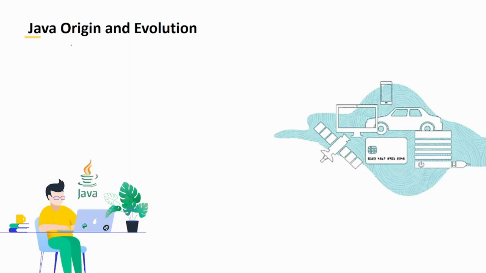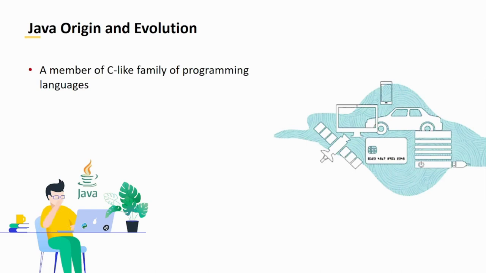So if you talk about the Java origin and evolution, Java was developed by Sun Microsystems, which is now taken over by Oracle. It was made as a general purpose programming language, similar to C and C++. And again, it's an object-oriented programming language and platform independent.